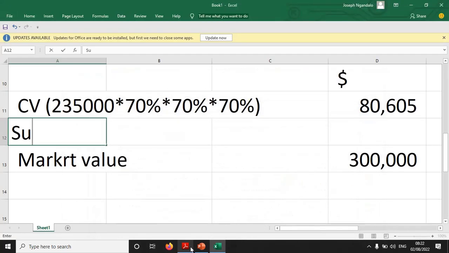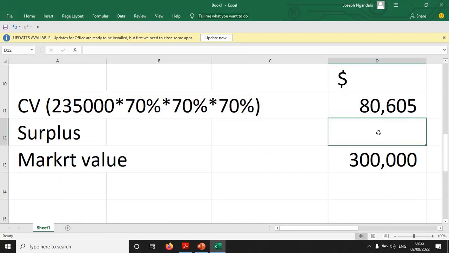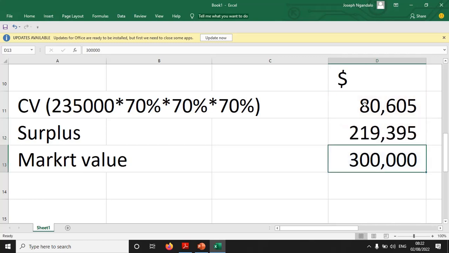Anyway, let's first of all find the surplus. How much is the surplus? The difference, please. 21,000. 219,000. Like that? Okay.